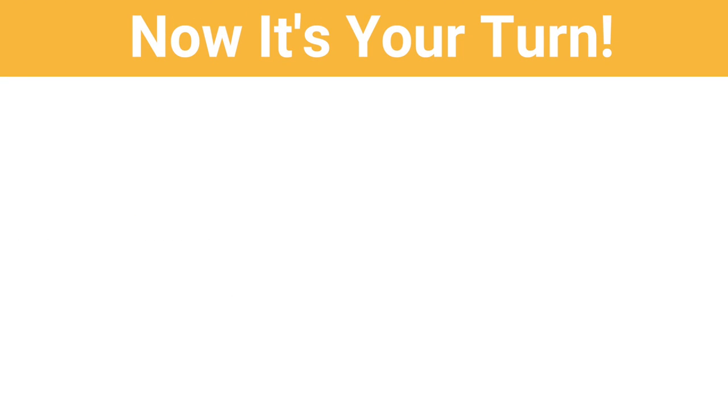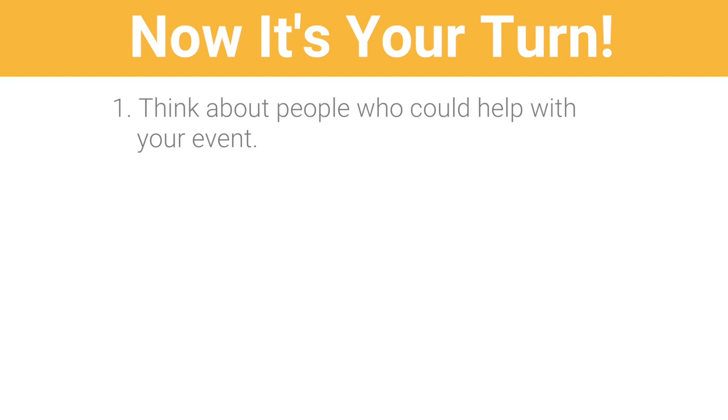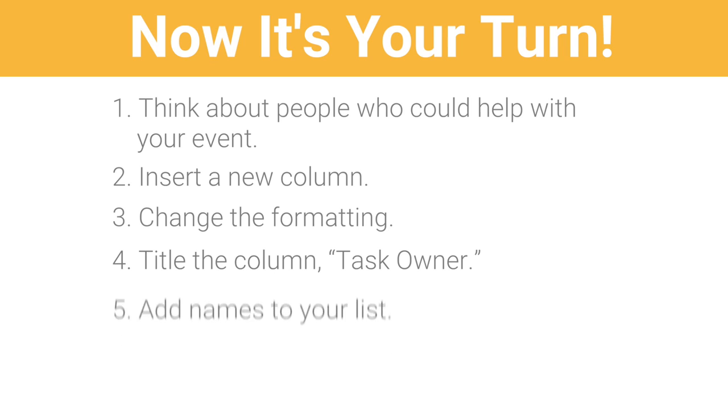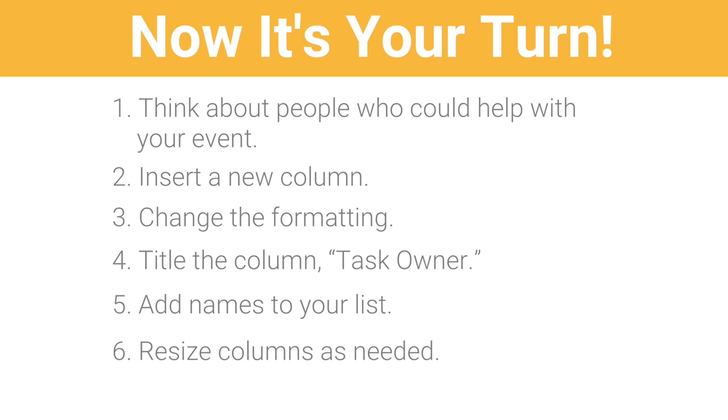Now, it's your turn. Think about friends, family, or business partners who could help with your event. Insert a new column. Change the formatting to match the template or to suit your style. Title the column Task Owner and add owners' names to your list so you'll know who should complete each task. Resize the columns as needed.